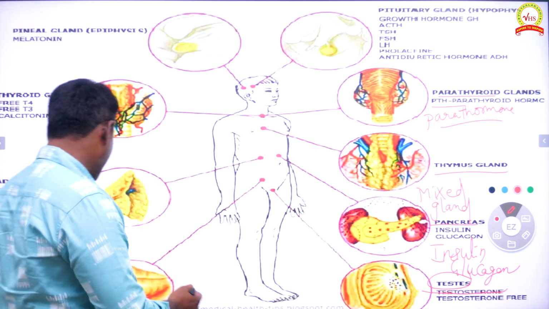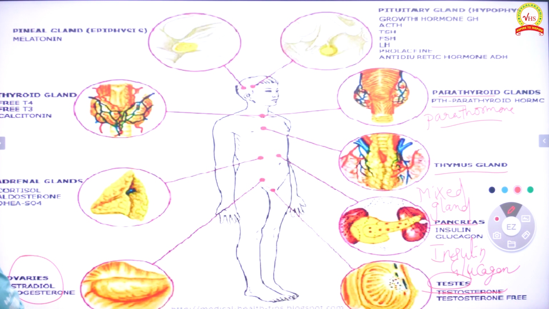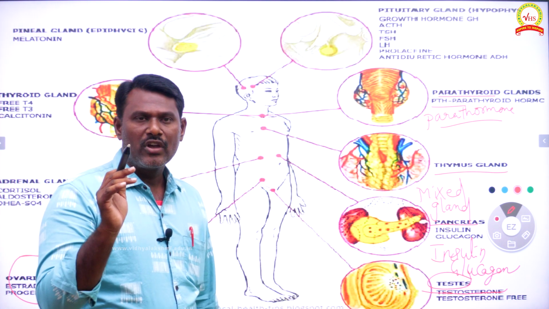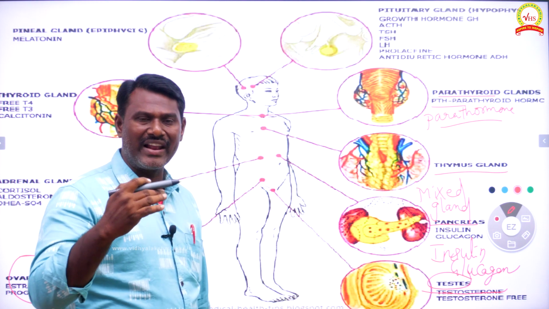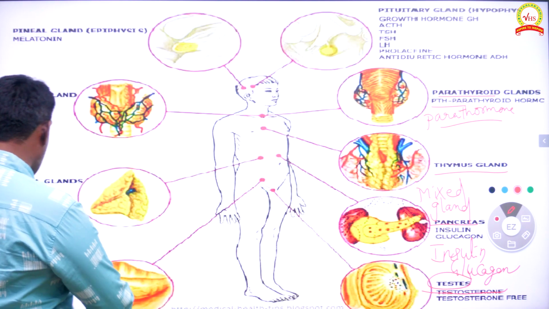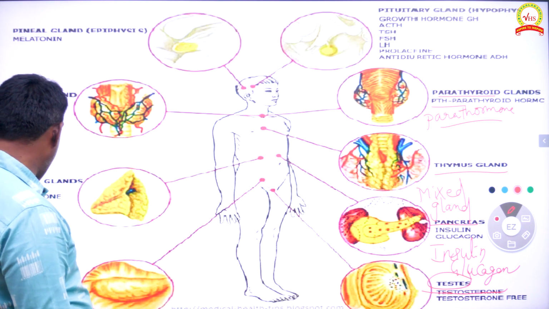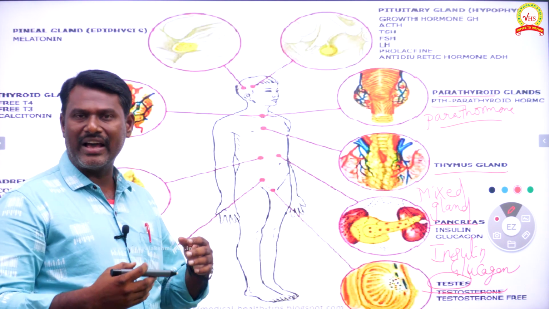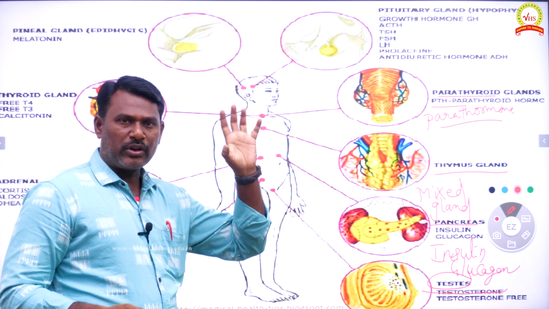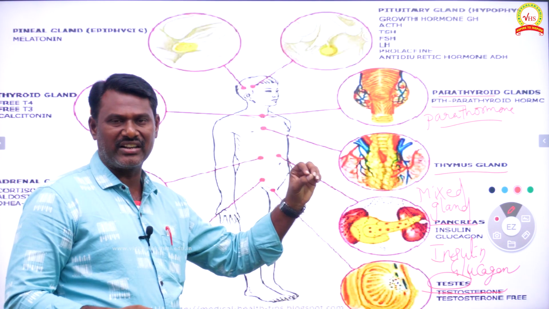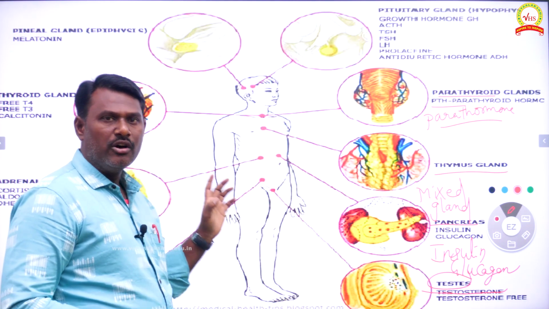Next one is the ovaries. Ovaries were just now discussed. The ovaries are the female reproductive organs. These ovaries are responsible for producing two hormones called estrogen and progesterone. Estrogen is useful to develop secondary sexual characters in females, whereas progesterone is useful in the menstrual cycle, ovulation, corpus luteum formation, and placenta. All these are influenced by the progesterone hormone.